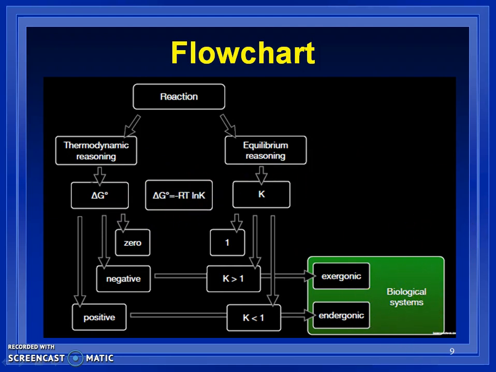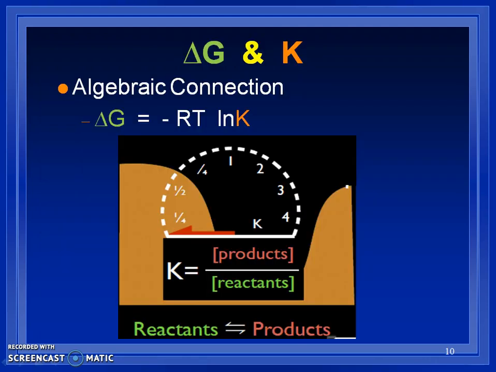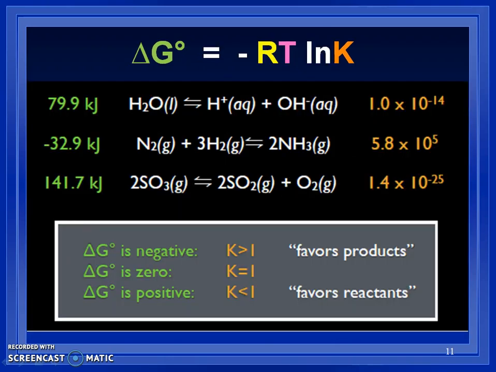And then he's also going to talk a little bit about some biological systems. So delta G and K can be related with this equation that is also on your reference sheet. So he gave you some examples here. He said if we have a positive delta G, positive free energy, we're going to have a very, very small K value. But if our delta G is negative, we're going to have a large K value.